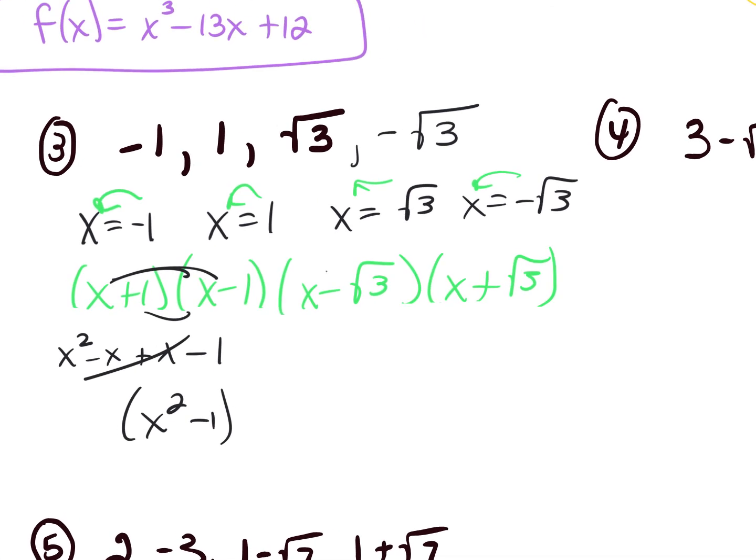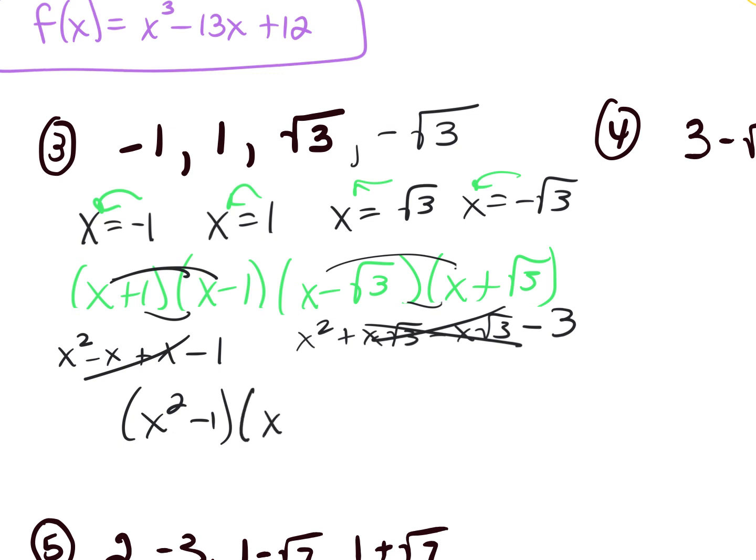So over here, we're going to take our x's. X times x is x squared. X times positive root 3 is x root 3. Negative root 3 times x is negative x root 3. And then negative square root of 3 and negative square root of 3 would give you negative square root of 9, which is just the whole number 3. These middle terms cancel, so we're left with x squared minus 3.